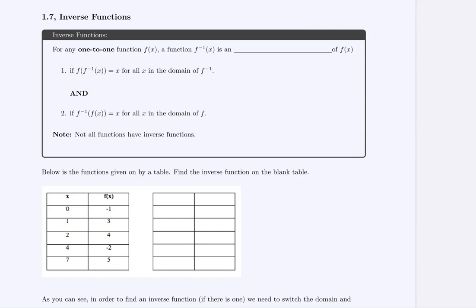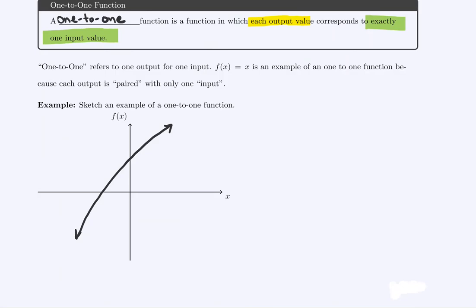Today we're going to look at inverse functions, and part of the definition of inverse functions has to do with one-to-one functions, which is a definition from one of our previous lectures. So quickly, let's just revisit what it means to be a one-to-one function so that we can then think about that in the context of inverse functions.